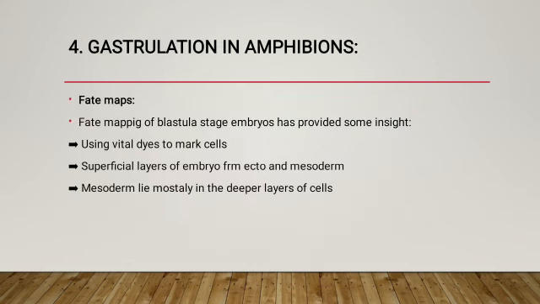Next is gastrulation in amphibians. We have already discussed what fate mapping is. Fate mapping of the blastula stage embryo has provided some insight. Number 1, using vital dyes to mark cells. Number 2, superficial layers of the embryo form the ectoderm and endoderm. Number 3, mesoderm lies mostly in the deeper layer of cells.